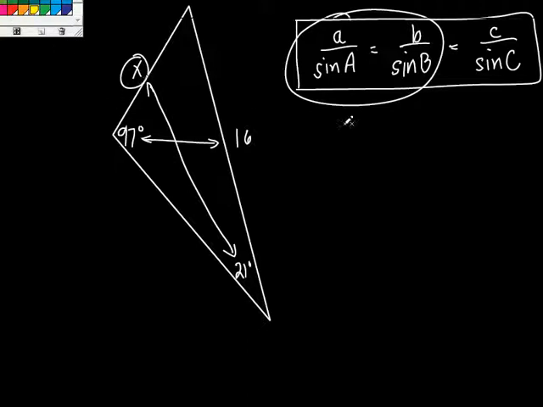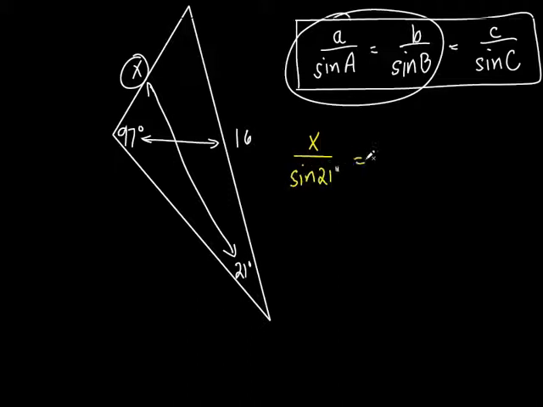I'm trying to solve for x, right? I think it's easier to set it up like this. I'm going to go x over what? You always go across from it, opposite: the sine of the angle that's opposite, 21 degrees. Set that equal to, take the other 2. Now look, if I went the side over the angle, I have to go the side over the angle here. So what's going to be on top here? 16 over what? Sine of 97. Good.